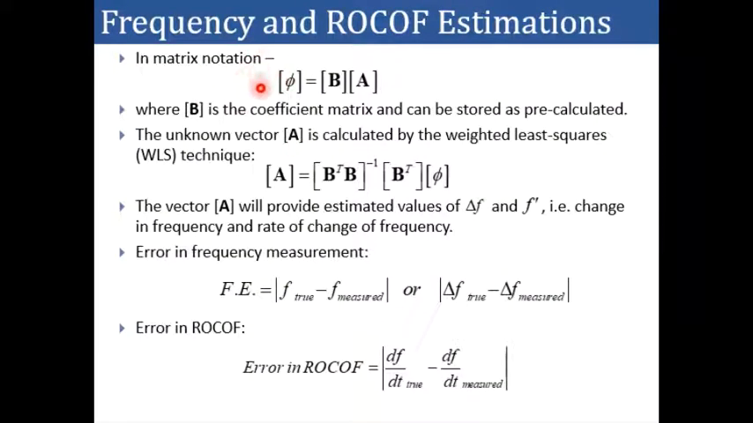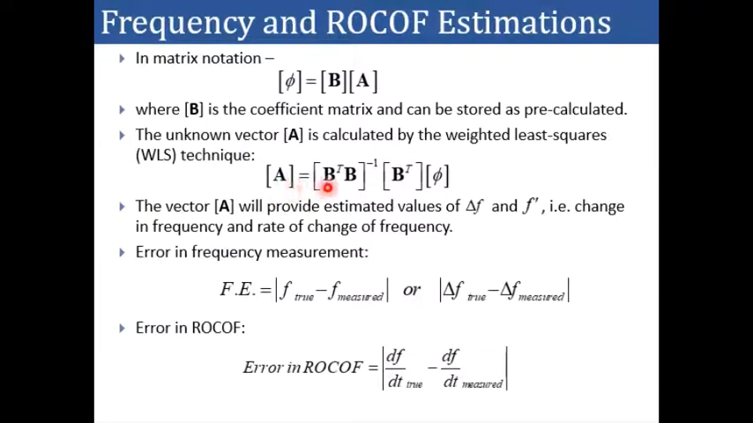So what can we write? We can write in matrix form phi is equal to BA. B will be the coefficient matrix and can be stored as pre-calculated because it will remain constant for constant sampling frequency. Now the unknown is vector A. So what can we do? We can utilize the weighted least squares approach, which we commonly use in state estimation. What we use there can be utilized here, that is the weighted least squares approach, to find out the value of unknown A.